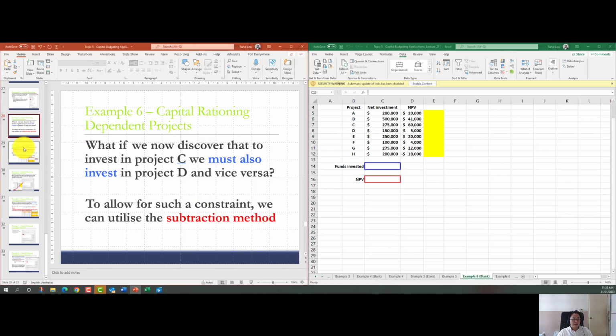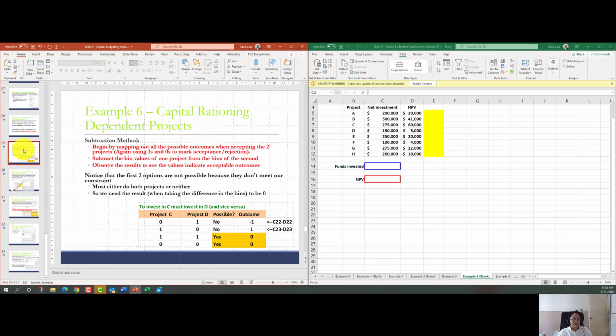So what's a subtraction method? Well, let's learn and find out. We map out all possible outcomes when accepting the two projects, using 1 and 0 to mark acceptance or rejection. We subtract the bin values of one project from the other and observe the result to see the values that indicate acceptable outcomes.